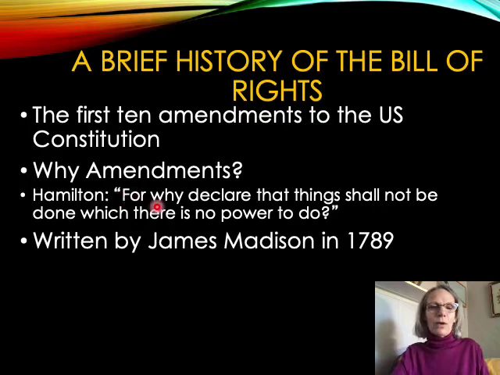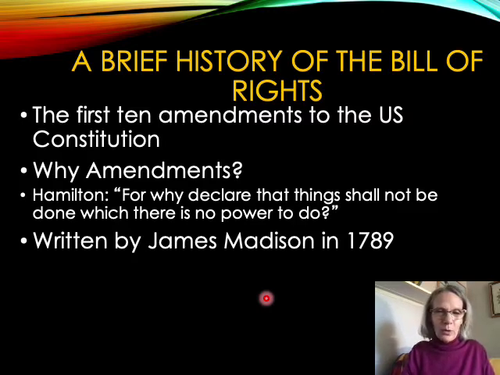So he said, why declare that things shall not be done which there is no power to do? Basically, Hamilton and Madison were saying there's nothing in the body of the Constitution that says Congress can abridge your speech, establish a religion, or search you without probable cause. We haven't given the federal government that power, right? So why do we have to tell the federal government that they don't have that power?